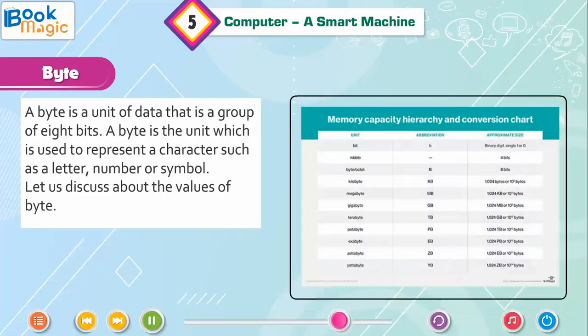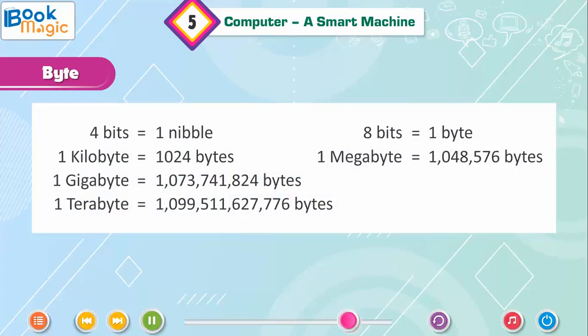Byte. A byte is a unit of data that is a group of 8 bits. A byte is the unit which is used to represent a character such as a letter, number or symbol. Let us discuss the values of byte. 4 bits equals 1 nibble. 8 bits equals 1 byte. 1 kilobyte equals 1024 bytes.